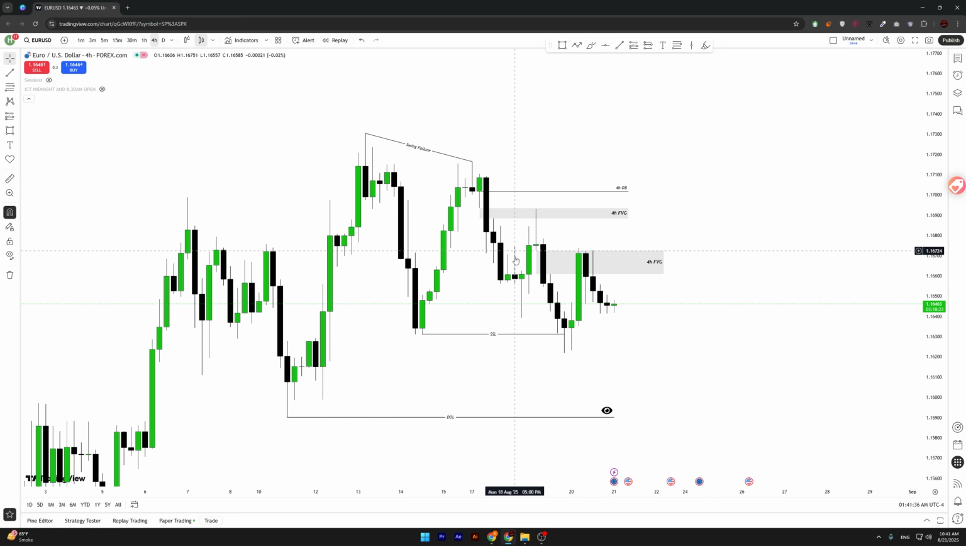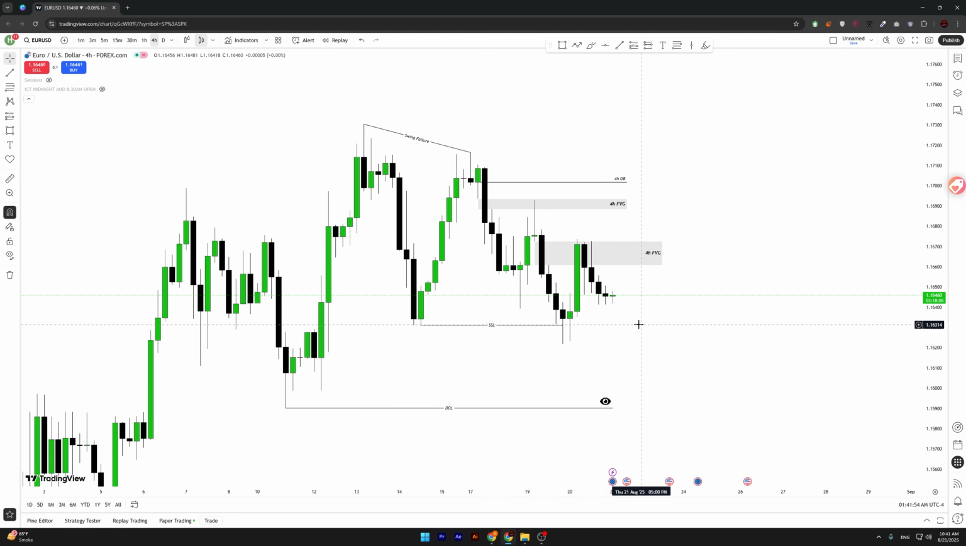First I marked this zone when price was reacting from this zone, so I marked this FEG, and I was expecting that price will dump from this FEG to this sell side liquidity.